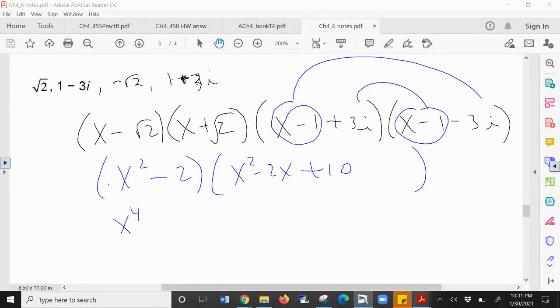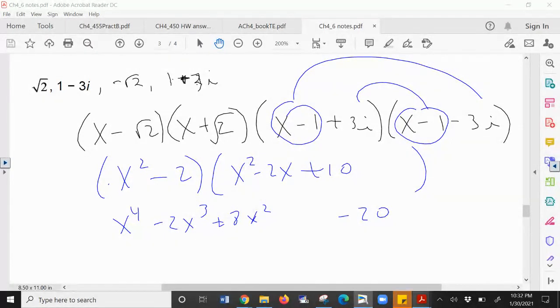Let's see. x to the fourth, negative 20. Let's see where the x to the thirds are. I have an x to the third over here, and that's the only one. Negative 2x to the third. Let's see how many x squareds I have. I have an x squared. The outsides, that's 10. And we have a negative 2. 10 and negative 2 makes 8.